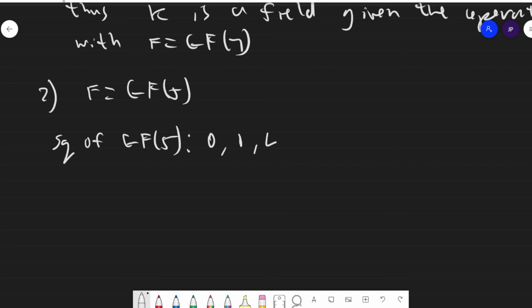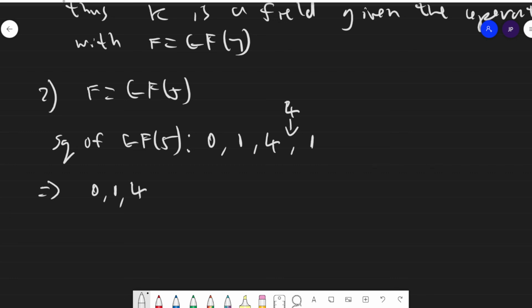If we take the squares of Galois field 5, we get 0, 1. The square of 2 is going to be 4. The square of 4 is going to be 1. The square of 3 is actually going to be 4 as well. I forgot about 3 earlier, so the square of 3 is again 4. Okay, so I can narrow it down: the squares of Galois field 5 are 1, 2, and 4.